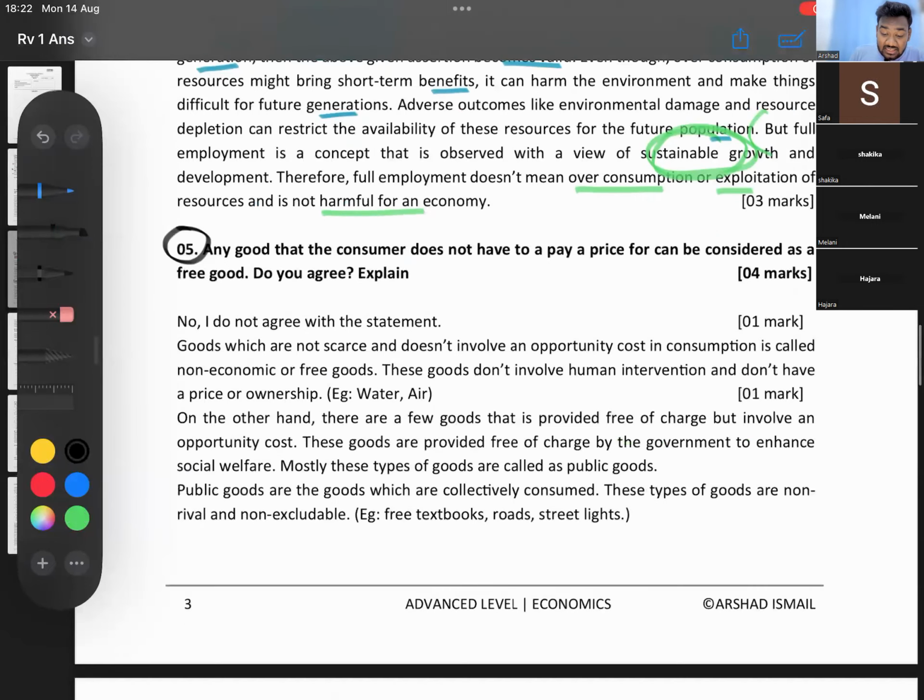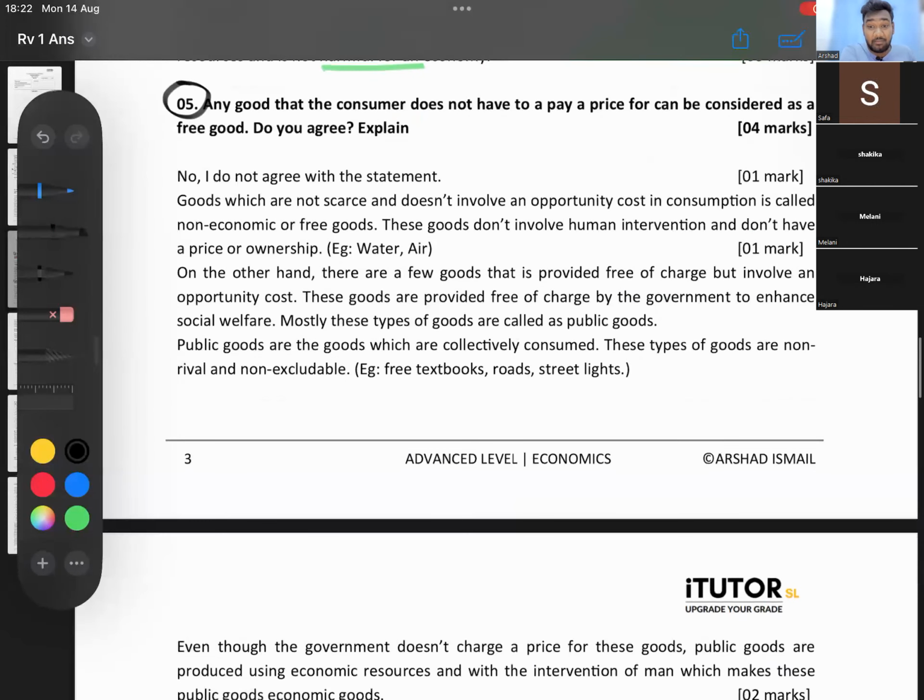Any good that the consumer does not have to pay a price for is considered a free good. Do you agree? Just because you don't have to pay a price, can you say that the good is a free good? Now, what are free goods? Free goods is another name for non-economic goods. So just because the consumer doesn't have to pay a price, can you say it's a free good?